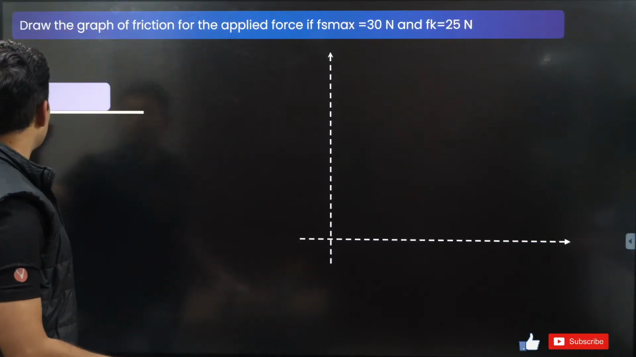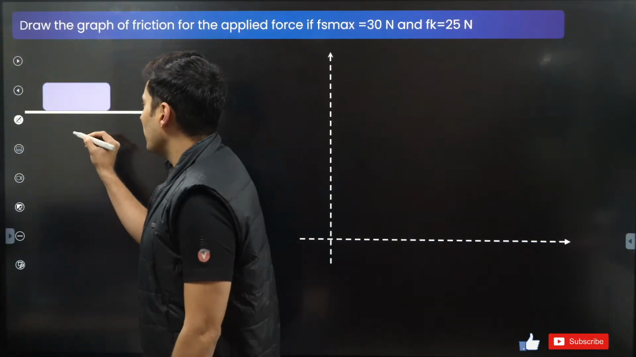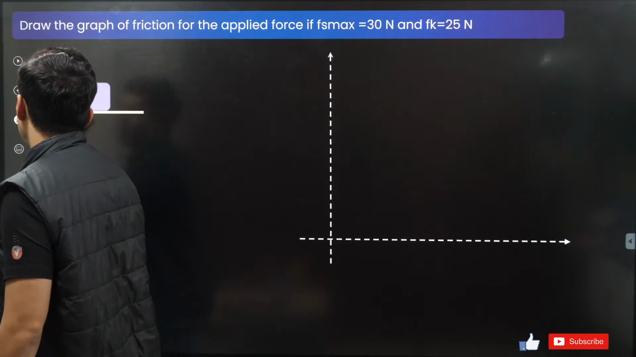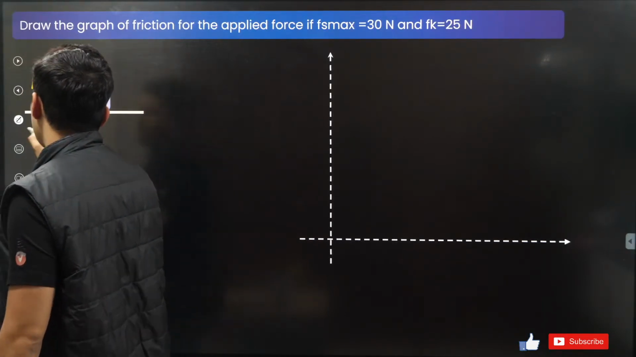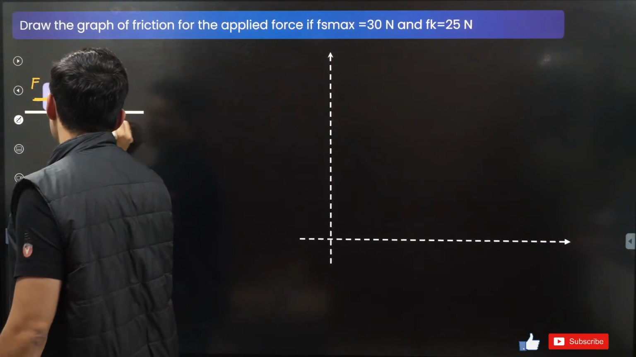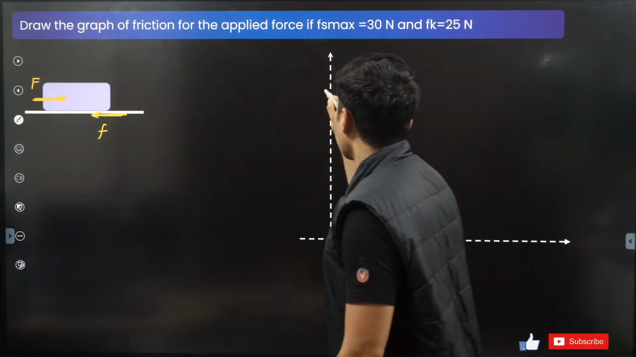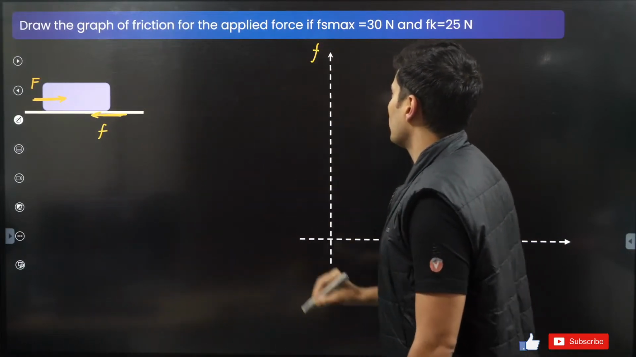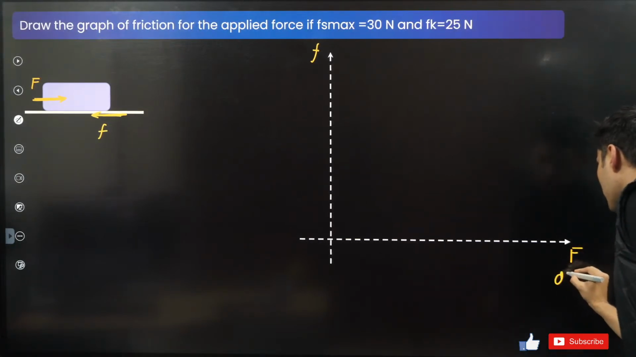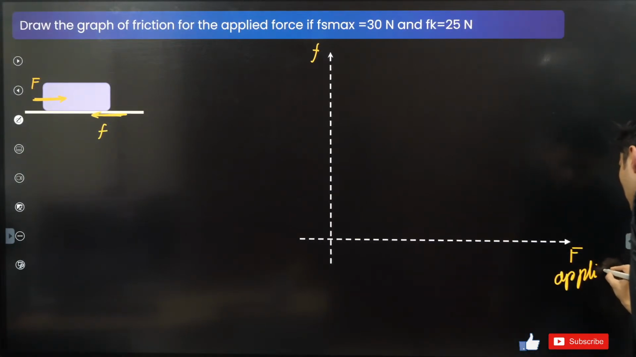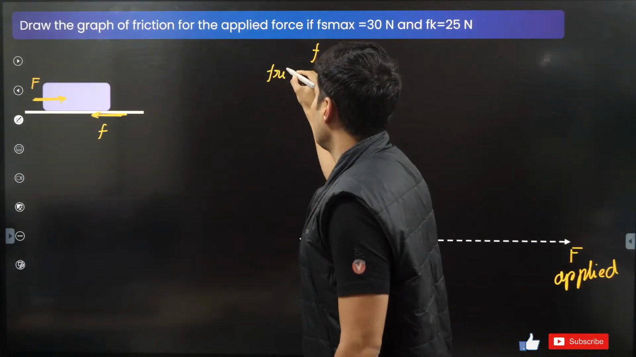Okay, so you can see over here there is a block, and I'm going to apply some force onto it. This is called capital F, and the frictional force is obviously going to oppose it. I'm going to label it as small f. So small f, friction, will be on the y-axis, and my applied force will be over here. This is nothing but my frictional force.